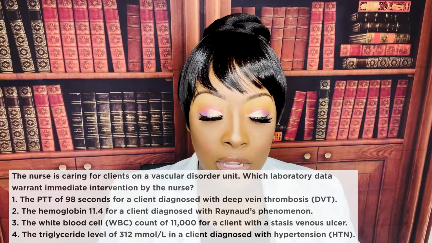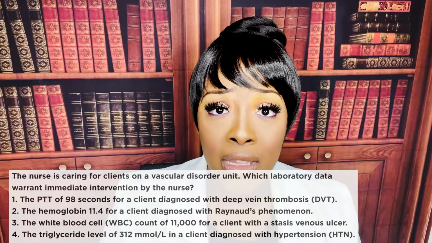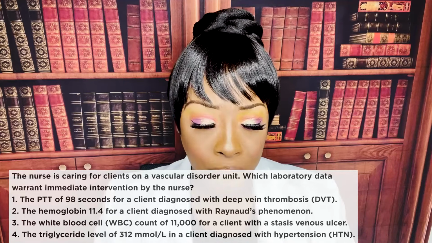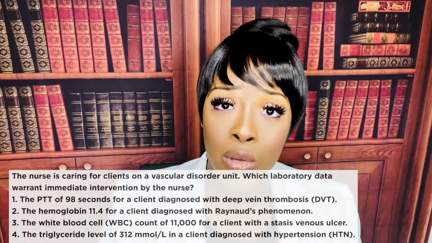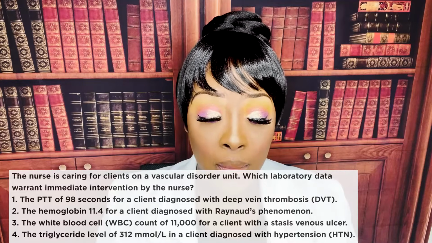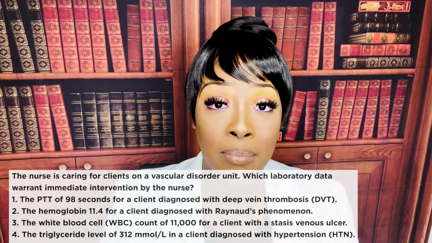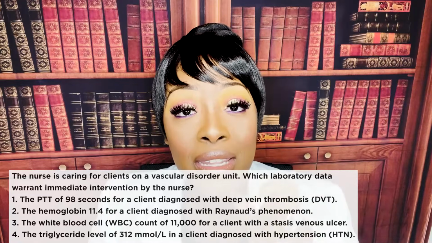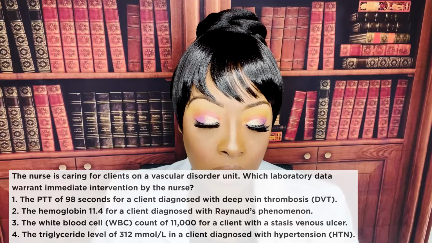Yes, these other patients need to be addressed because the hemoglobin of 11.4, that's a little low, right? This patient is slightly anemic, but that's not life-threatening like the patient that's at risk for bleeding out. Choice 3, WBC of 11,000. Well, the normal is 5 to 10. So yes, that's a little high. That patient needs to be assessed, but they're not in danger like that patient that's possibly bleeding out. And then number 4, the triglycerides are high. Yes, we need to assess that patient because, you know, with high triglycerides, heart disease, all that good stuff, but their life is not in danger like that patient who's about to bleed out. Okay? So that's why number 1 is the correct answer.